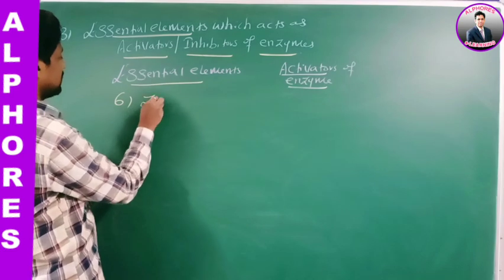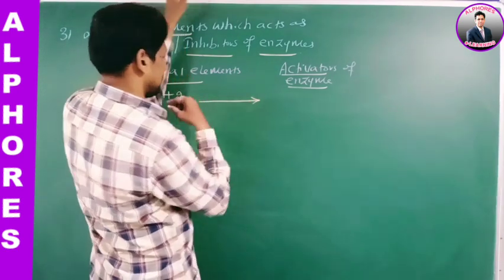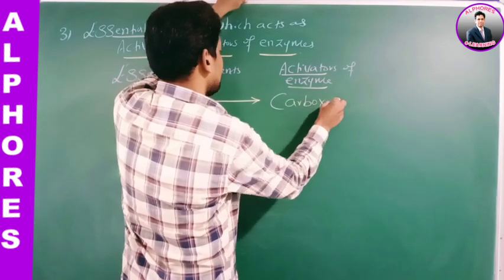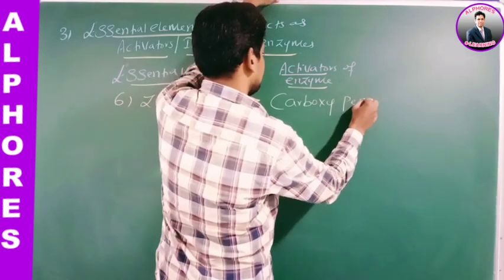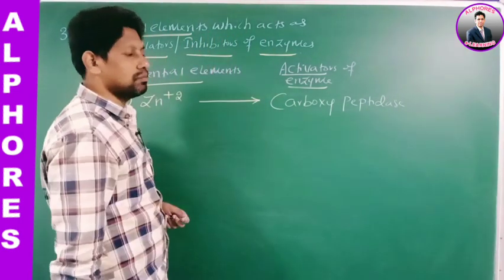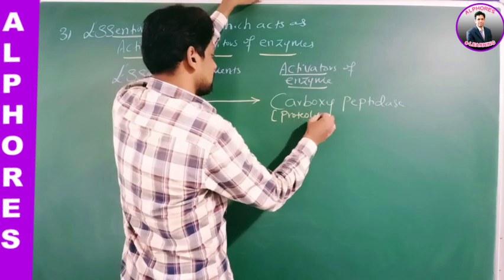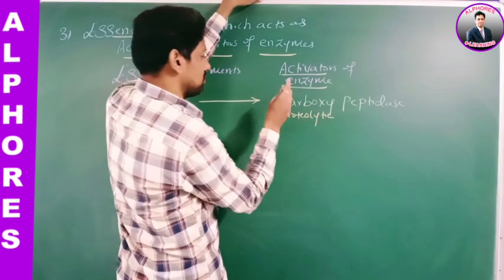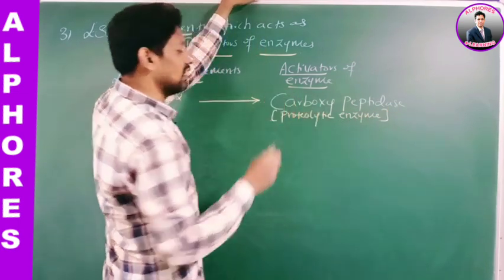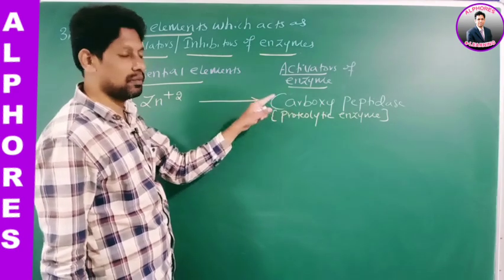Number 6. What is it, sir? Zinc, Zn+2. Sir, this zinc acts as an activator of which enzyme, sir? Number 1, carboxypeptidase. It is a proteolytic enzyme. I am speaking about carboxypeptidase. The name itself indicates proteolytic, which means it breaks proteins. Carboxypeptidase is a proteolytic enzyme.